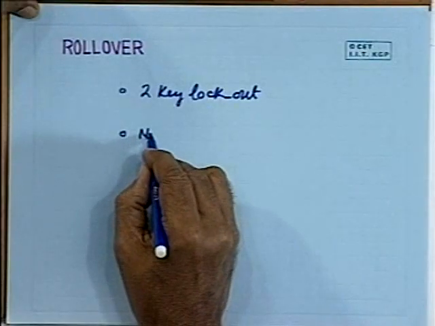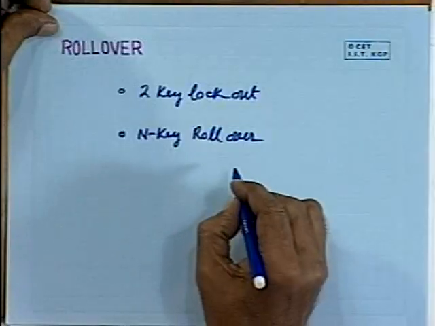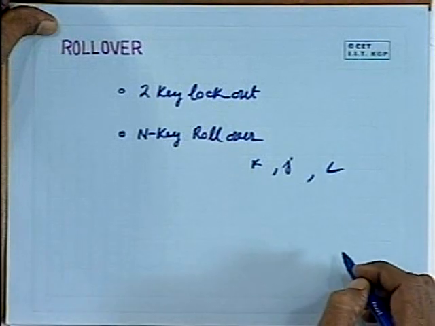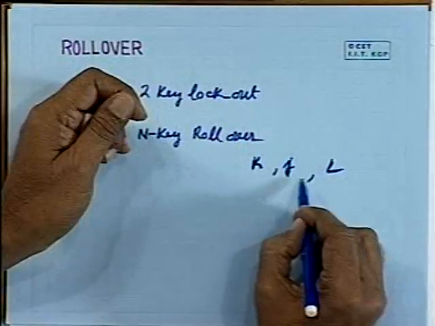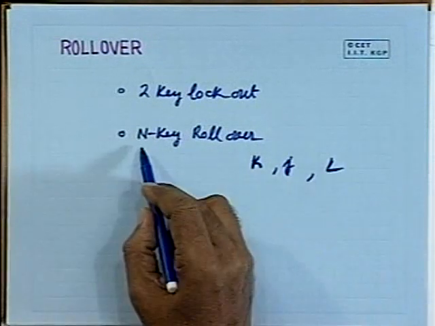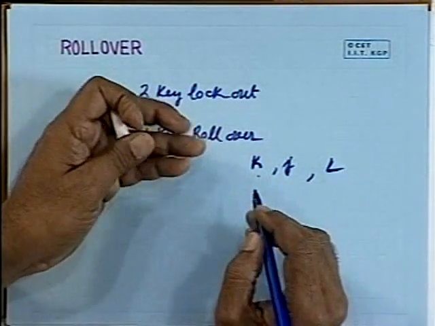Another technique that is used is N key rollover. In N key rollover, you find out the keys which have been closed and store them in a sequence, say key number K, J and L. So you store them in a particular memory, then you inform the microprocessor that these are the keys which have been closed. Then the microprocessor will perform this operation first, after that the operation corresponding to this, after that corresponding to this, and in this way up to N key closures can be stored and the corresponding operations can be performed.